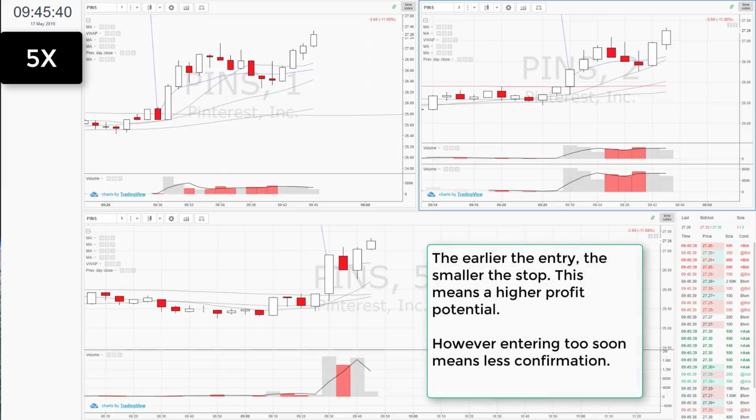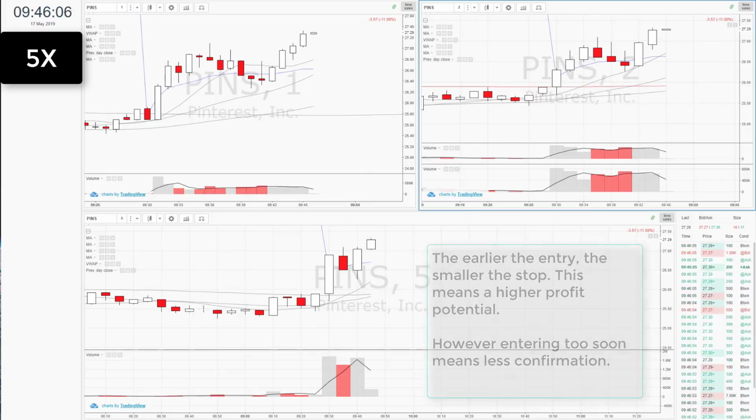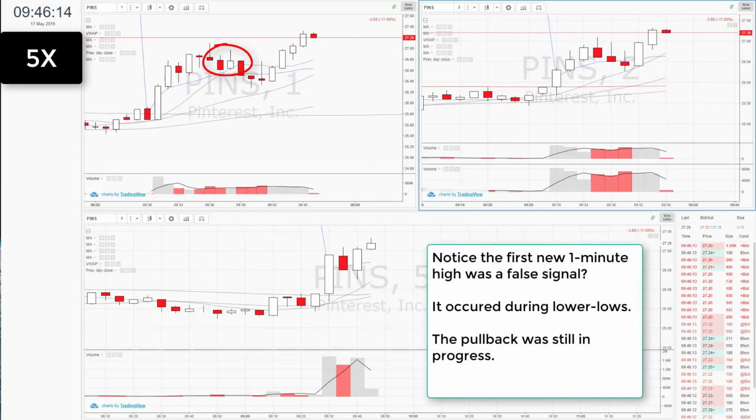The earlier the entry, the smaller the stop. This means a higher profit potential. However, entering too soon means less confirmation. Notice the first new 1-minute high was a false signal. It occurred during lower lows. The pullback was still in progress.